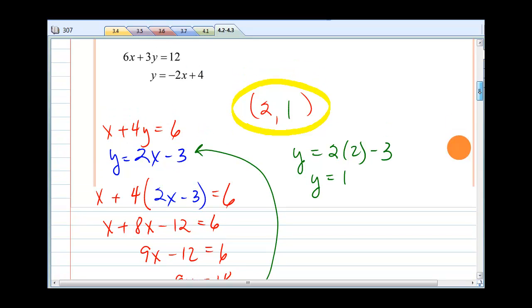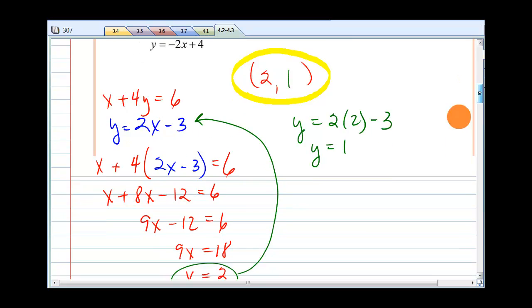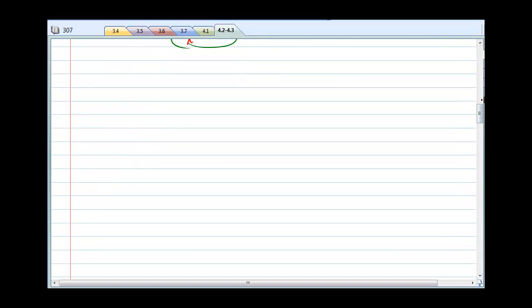All right, so let's practice the second example. The second example is 6x plus 3y equals 12. And the next equation in that system is y is equal to negative 2x plus 4. So I'm going to rewrite that down here a little bit further down, and I get 6x plus 3y is equal to 12. And the second equation, again, is y equals negative 2x plus 4.